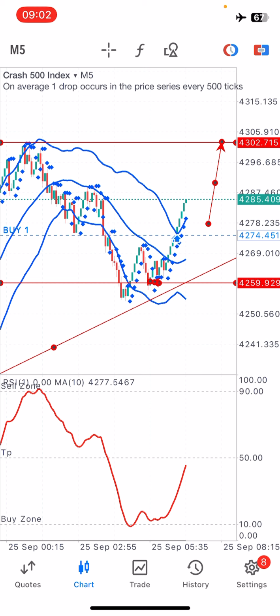So if you also want to be able to catch these moves and move with the market, please make sure you watch this video up until the end so that you understand from the settings to the conditions and also the back testing that we're going to do at the end of this video.